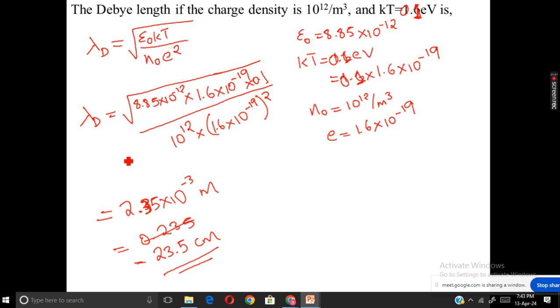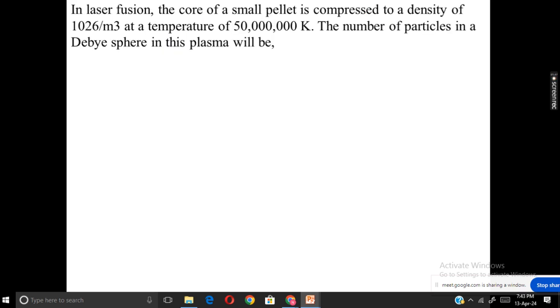So this formula is applicable for both. This whole root of epsilon 0 kT by n0 e square, where n0 is the electron density, e is the charge of the electron, and T is the temperature. So 0.235 centimeter, or 2.35 into 10 raised to minus 3 meter, will be the Debye length.